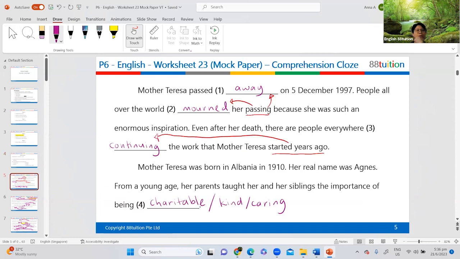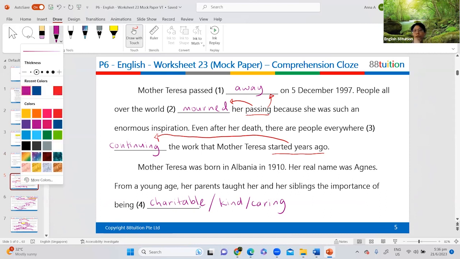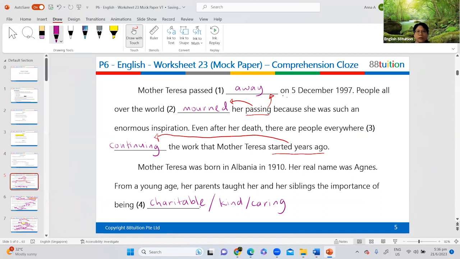I will slow down for you, but I will not go too fast, obviously, because we need to go through it thoroughly. Mother Teresa, you know who Mother Teresa is, right? She's a noble lady. Mother Teresa passed away on 5th December 1997. Why is it passed away? I think you know. You can't say pass on because the word on is already here, so you cannot repeat the word on. So it's passed away on. How do we know? You draw your arrows. If you have a hard copy, you can draw your arrows. If you don't have your hard copy, you just learn it together.